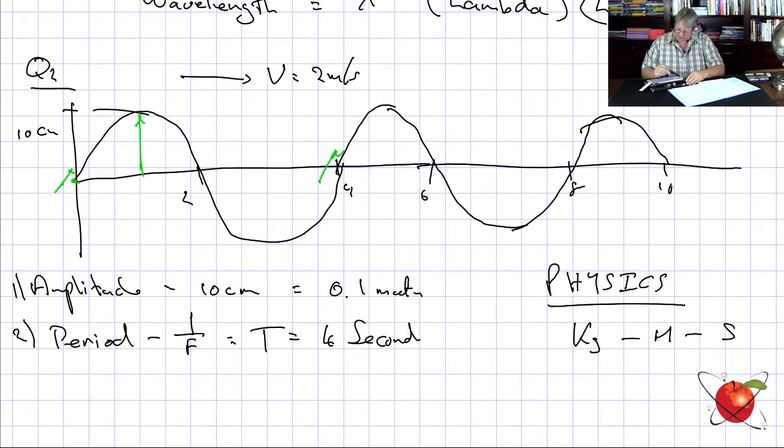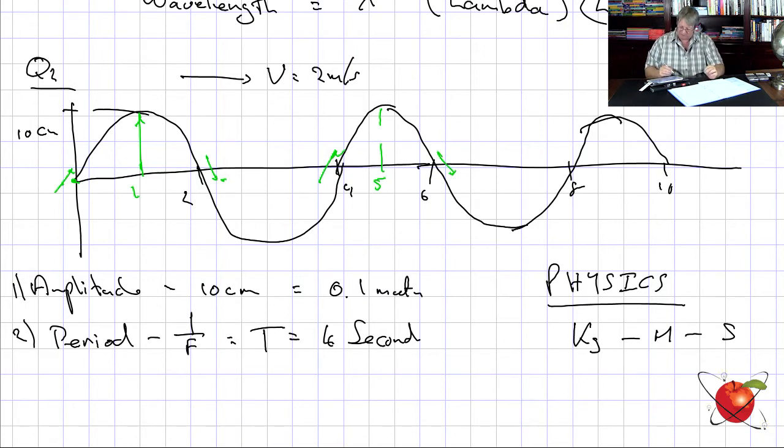You could also have got this from here by saying, I'm going down through there and I'm going down through there again. There's 4 seconds as well. 6 minus 2 is 4. So the period can also be, well, that's going to be 1 second there, from the top to the top, that's going to be 5. 5 minus 1 is 4 seconds.